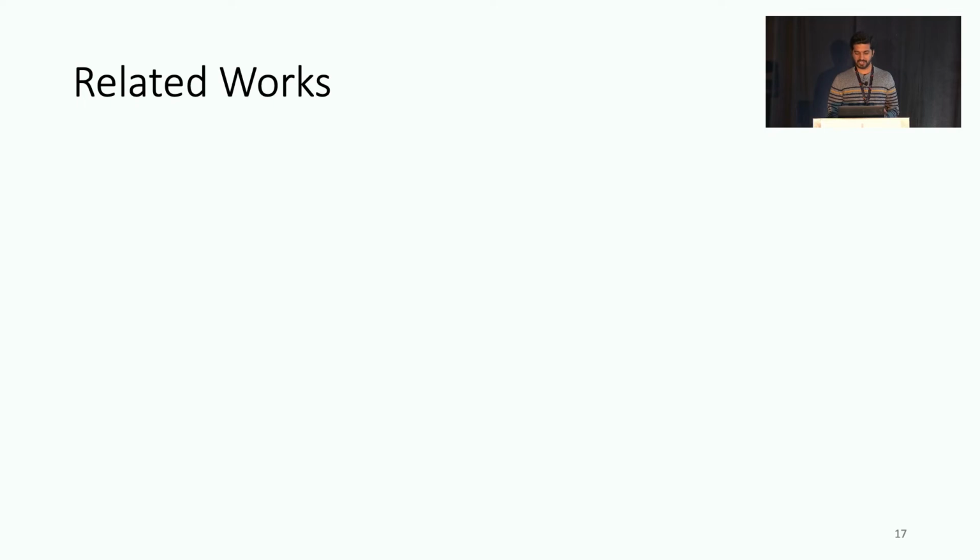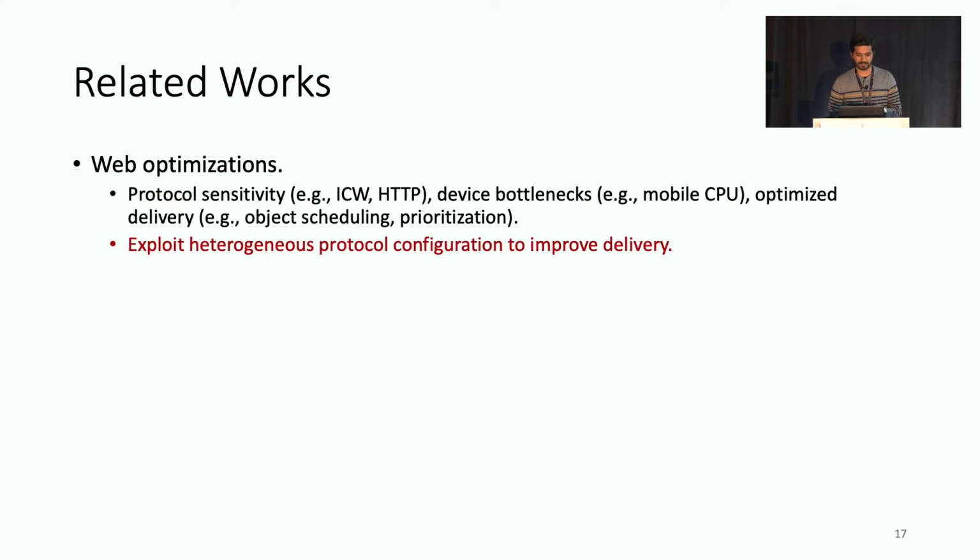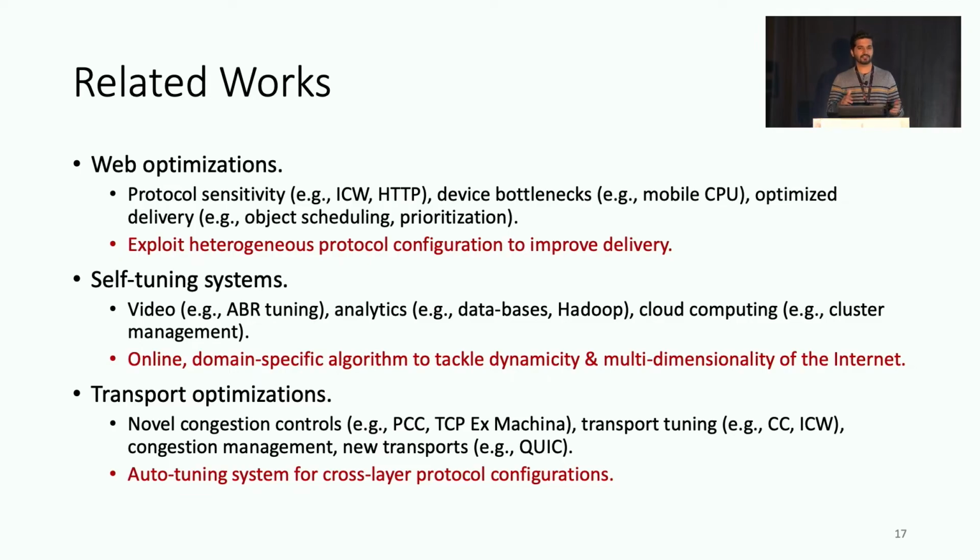Looking at some of the related work, since I'm running out of time, I'll quickly go through it. There's tons of work in web optimization, self-tuning systems, and transport optimization. Our key difference is that we do not create a new protocol, but we create a system that can identify where a protocol works the best. Instead of tuning a single configuration like TCP congestion control or initial congestion window, we develop a system that uses our proprietary algorithm to tune cross-layer configuration. And the third is that our algorithm tries to address the high dimensionality and dynamics of real internet users.